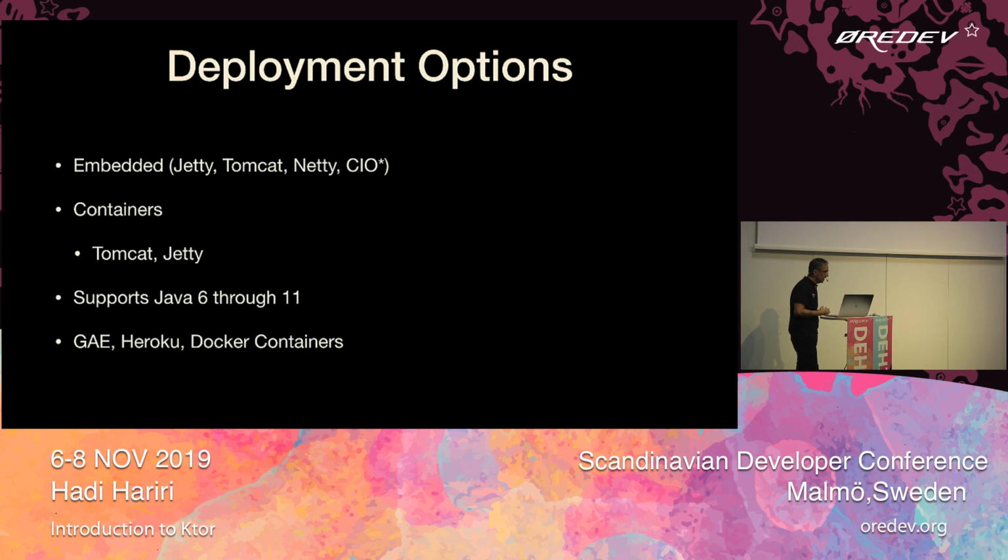To summarize, I've shown you most of the examples in Netty. Well, all of the examples are in Netty, but we also support Jetty, Tomcat, Netty, and CIO. Anybody heard of CIO? It's coroutines IO. Do you know what that star means? It means don't use it in production. We are experimenting with that, which is basically we're getting rid of Netty, we're getting rid of Jetty, and we want to build everything from the ground up. So that is still very, very experimental.